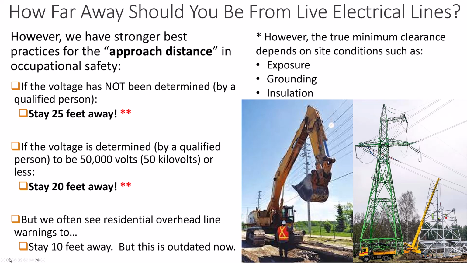If you've determined by a qualified person, not just by guessing, that the voltage is 50,000 volts or less, then you should stay 20 feet away. So those are the answers to two different questions. Watch that. If it's been undetermined, you stay 25 feet away. If it has been determined, you stay 20 feet away, if it's 50,000 or less. Well, 50,000 is still a lot of voltage.